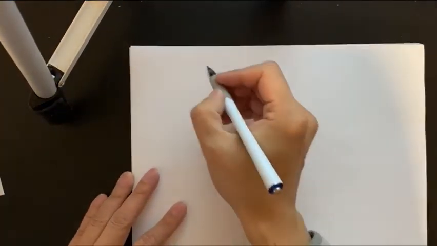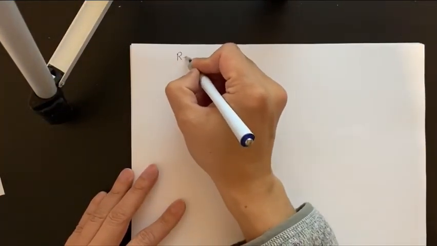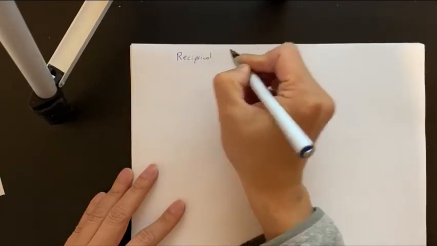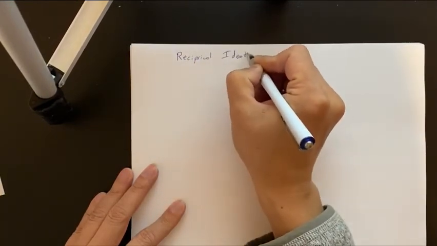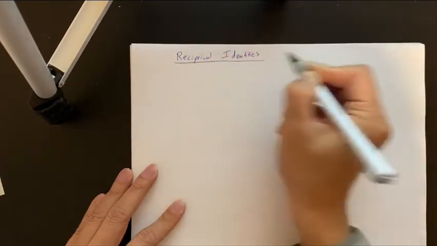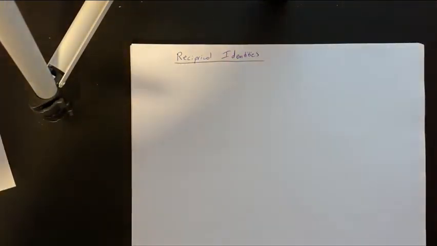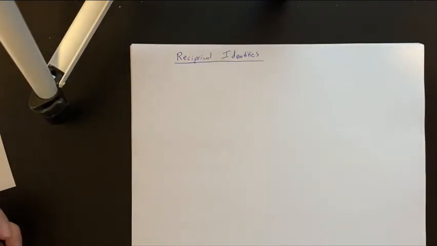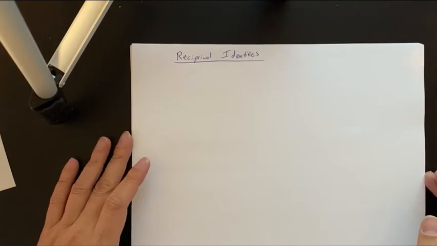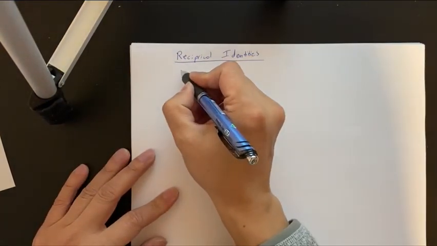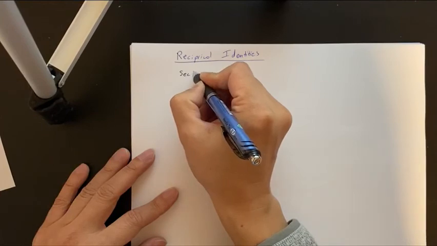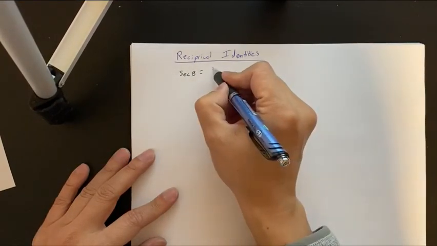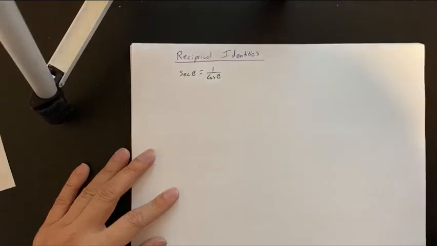We have the second set, and that will be the reciprocal identities. And there's really nothing much to prove. It really comes from, you can say it's from the definition. So we define secant theta to be 1 over cosine theta.